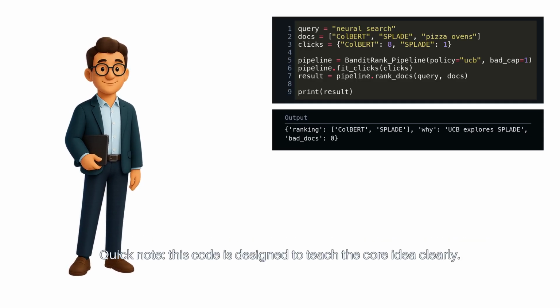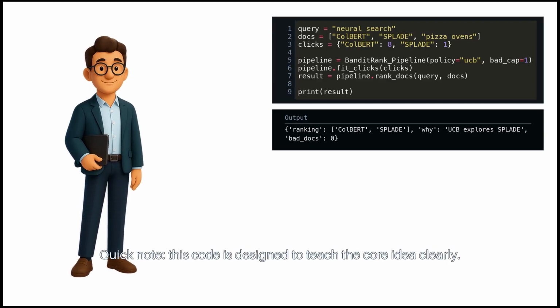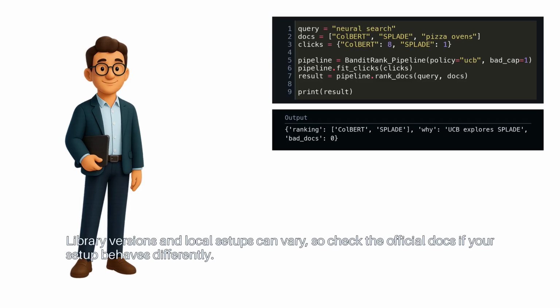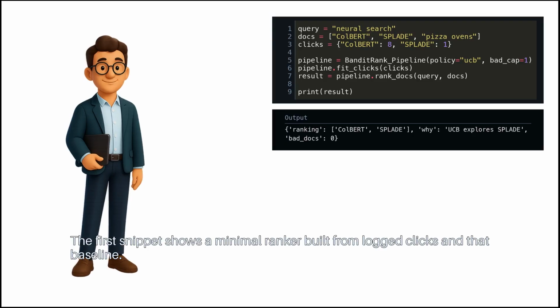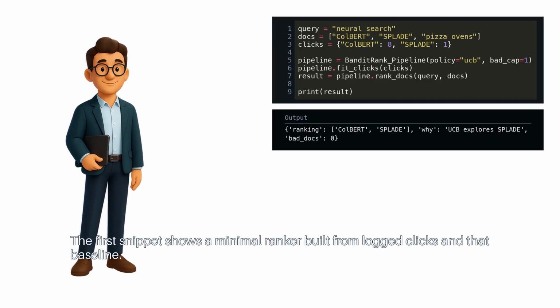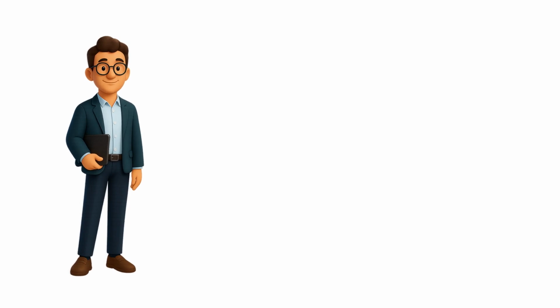Quick note: this code is designed to teach the core idea clearly. Library versions and local setups can vary, so check the official docs if your setup behaves differently. The first snippet shows a minimal ranker built from logged clicks and that baseline.